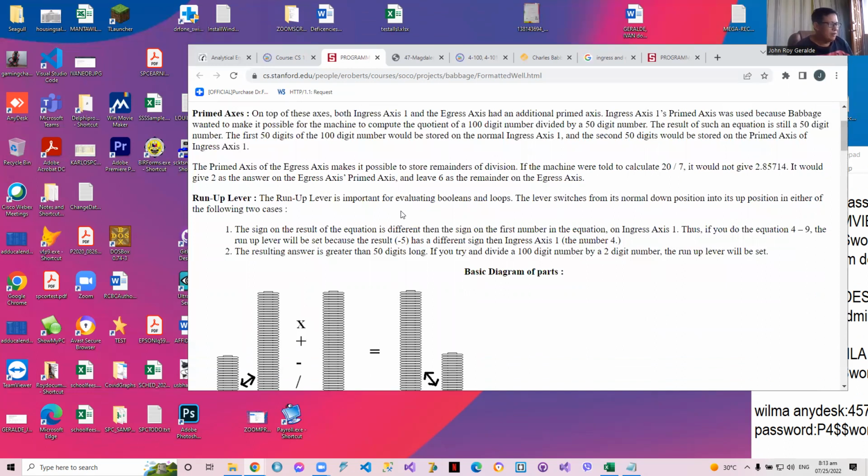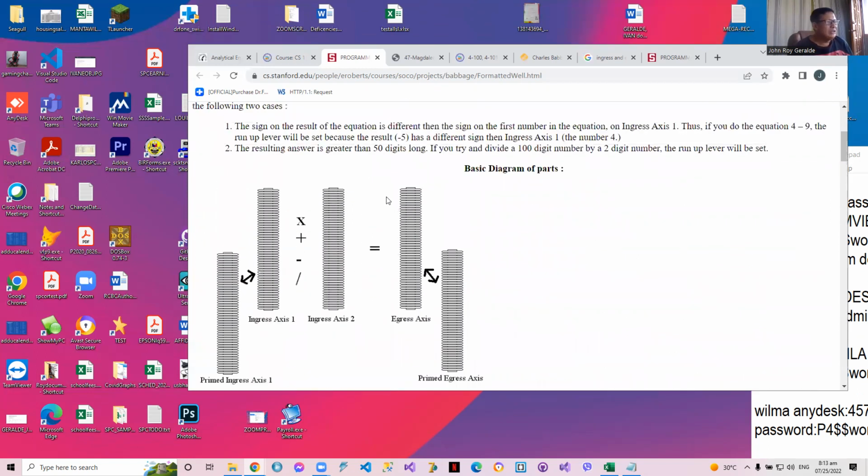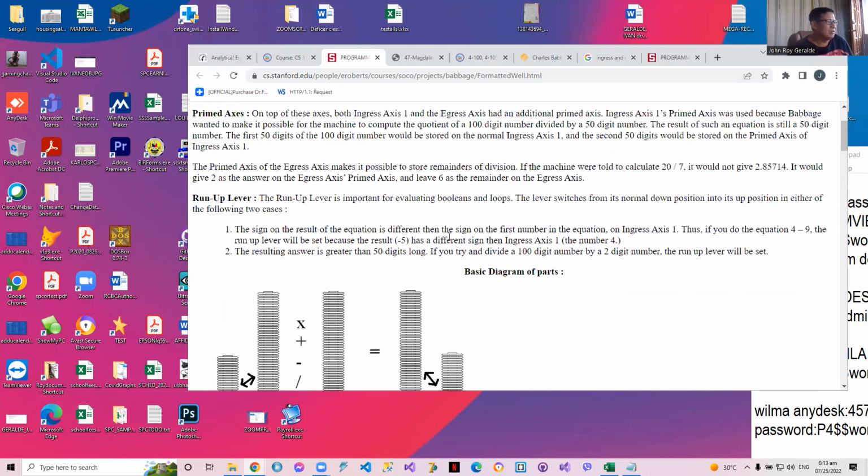There's a run up lever. What will the run up lever do? The run up lever will determine whether the value of the last result is positive or not, the sign of the last result. For example, if you do the equation 4 minus 9, the run up lever will be set because it's negative, which means when we say set, the run up lever will become 1. When we say reset, the run up lever will become 0.